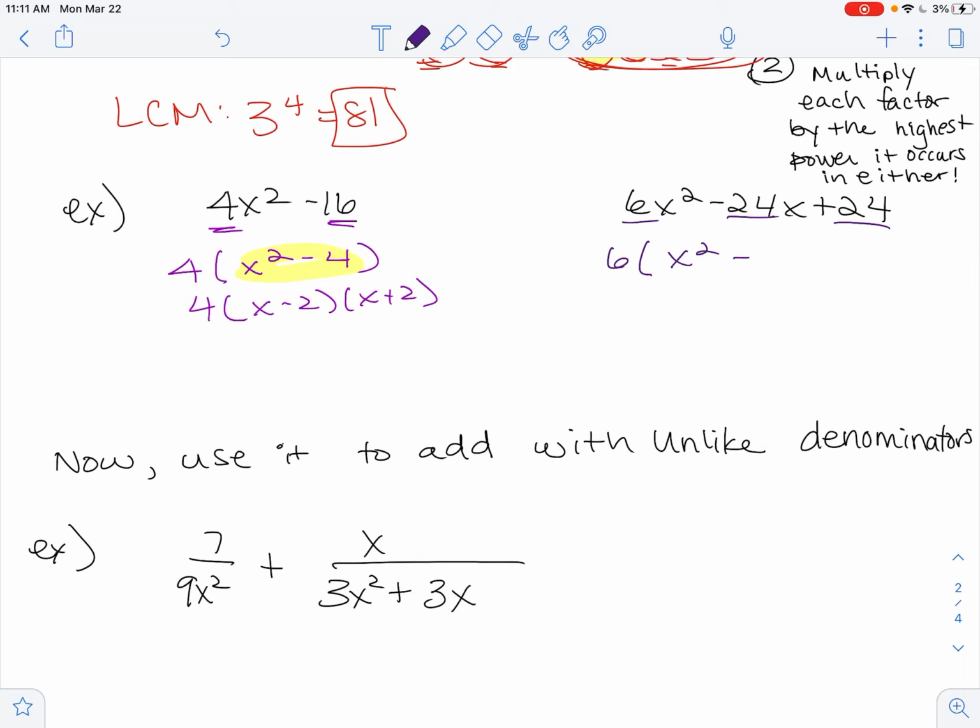I'm left with x squared minus 4x plus 4. And if I factor this, this is a 3 term, so we're going to try to use x factoring. What multiplies to 4 and adds to negative 4? Well, how about negative 2 and negative 2?